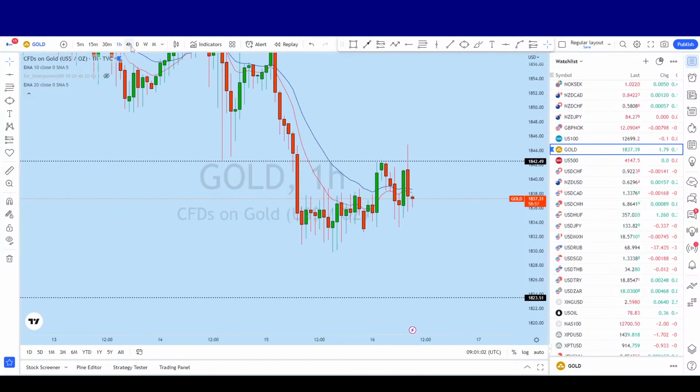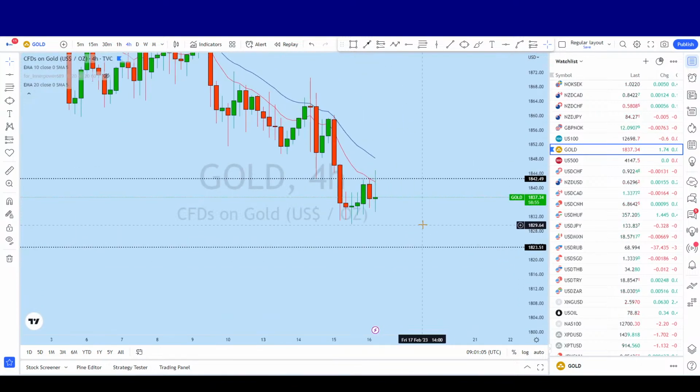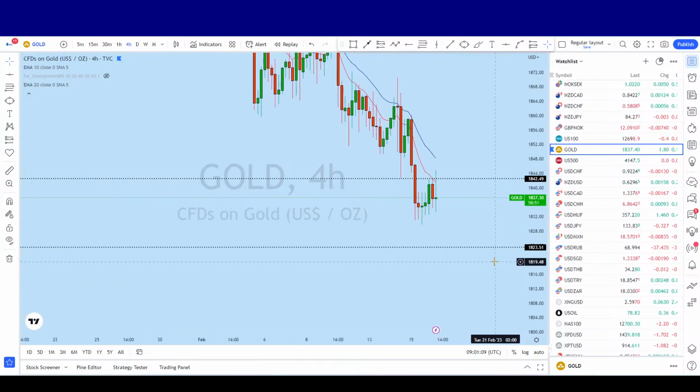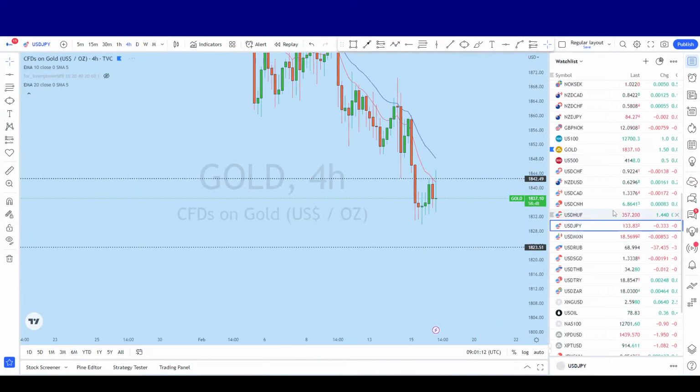What I think is that gold might, as I mentioned, come to this level of support where there's a gap opening, or it may not come. So let's see what happens.